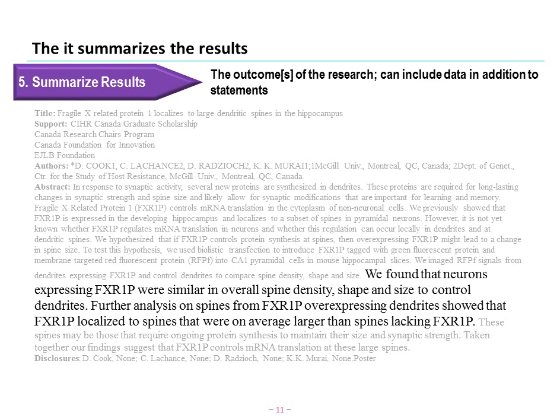And they summarize their results, that outcome of the research. We found that neurons expressing FXR1P were similar in overall spine density, shape, and size to control dendrites. Further analysis on spines from FXR1P overexpressing dendrites showed that FXR1P localized to spines that are on average larger than spines lacking FXR1P. A nice succinct statement of the results of this research.